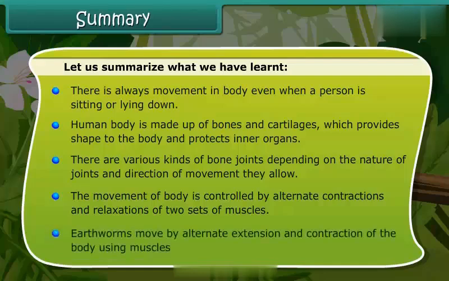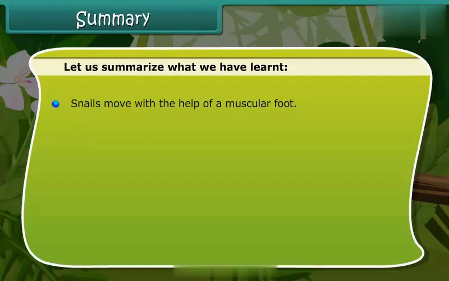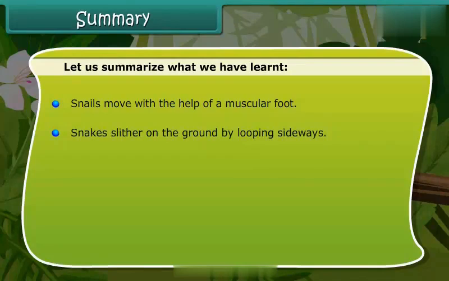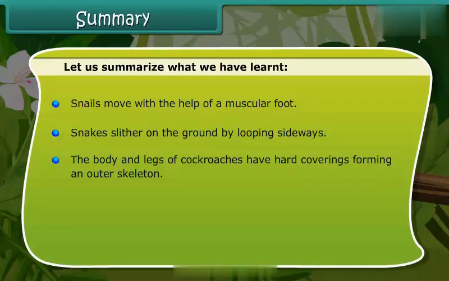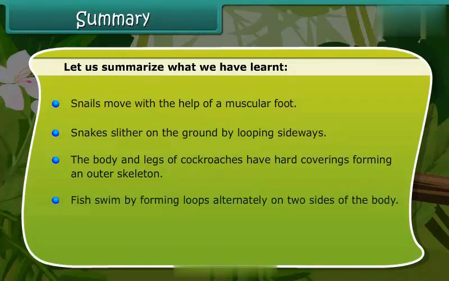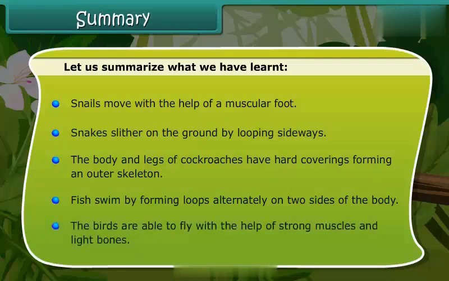Earthworms move by alternate extensions and contractions of the body using muscles. Snails move with the help of a muscular foot. Snakes slither on the ground by looping sideways. The body and legs of cockroaches have hard coverings forming an outer skeleton. Fish swim by forming loops alternately on two sides of the body. Birds are able to fly with the help of strong muscles and light bones.